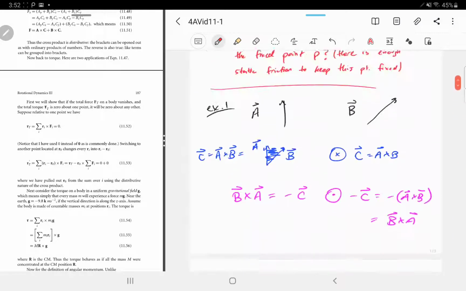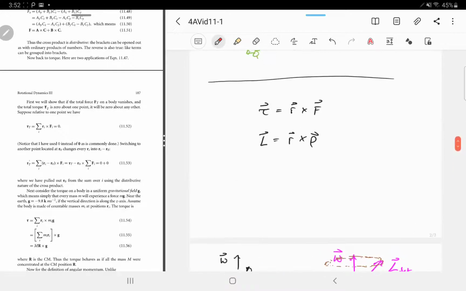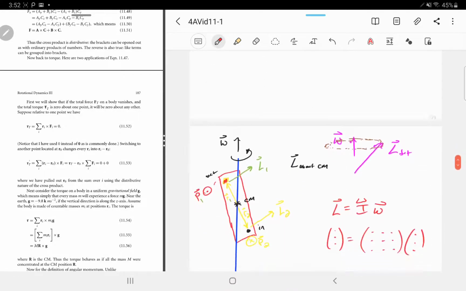Okay, before we move on to our original problem, I want to talk about the torque equation. Notice how there was another equation I wrote up there. That's R cross F.